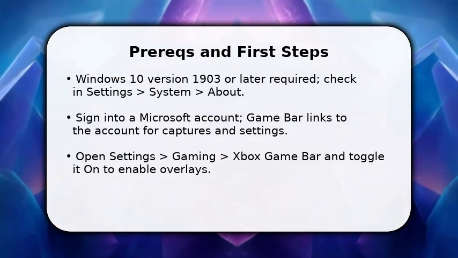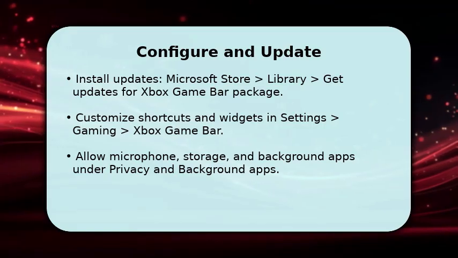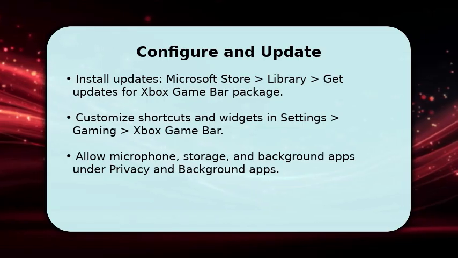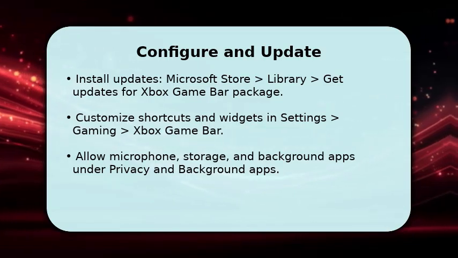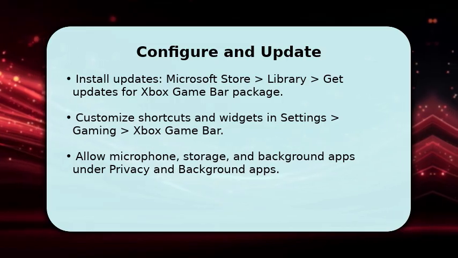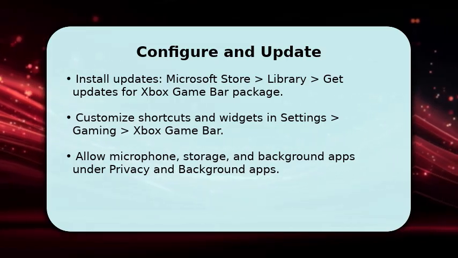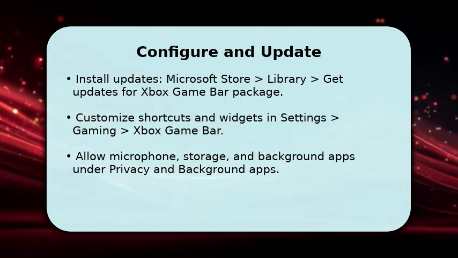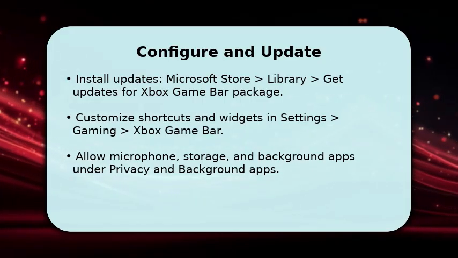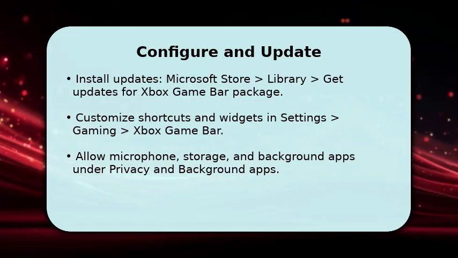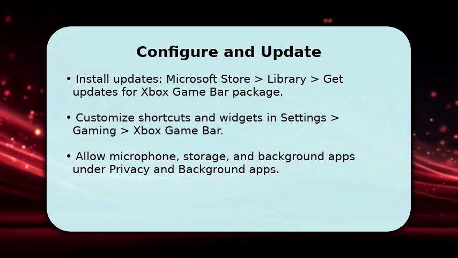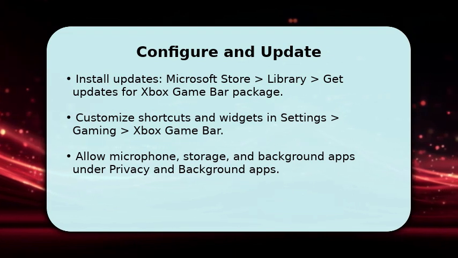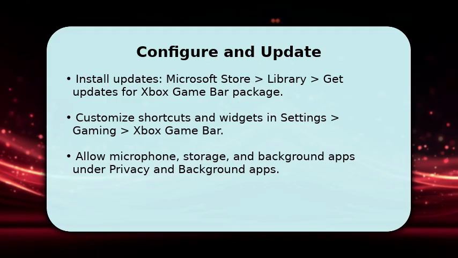Open Microsoft Store, go to Library, and get updates for Xbox Game Bar so you have the latest fixes and features. Then, return to Settings Gaming Xbox Game Bar to customize shortcuts, enable the capture widget, and choose which widgets appear. Also, check privacy settings to allow microphone and storage access, and enable Game Bar in background apps so recordings start reliably. These detailed steps prevent permission issues and ensure captures contain audio and saved files in the right location.